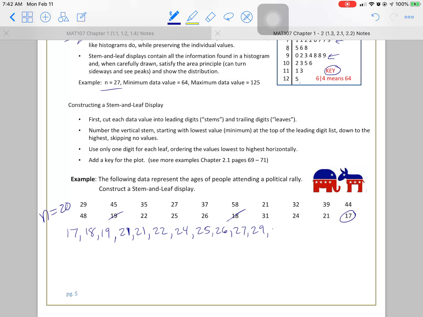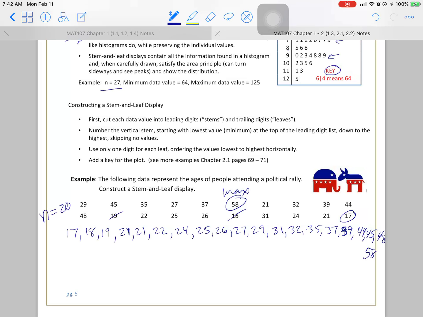So I just go through and write all the numbers in order, which I already did, which is why I'm doing it really fast at the moment. Oops. 39, 44, 45, 48, and then there's a 58, which is the maximum.